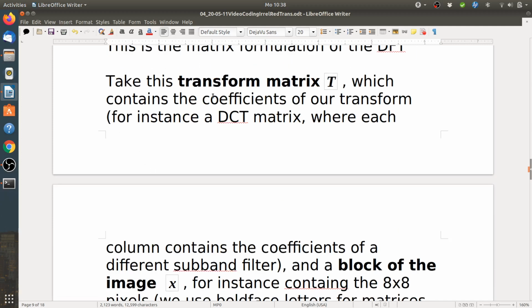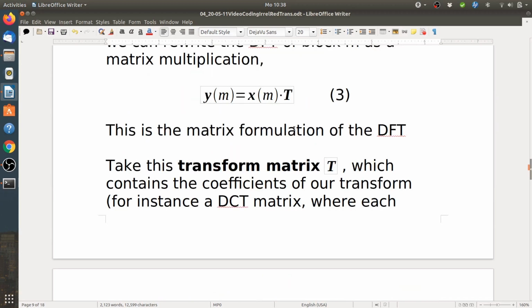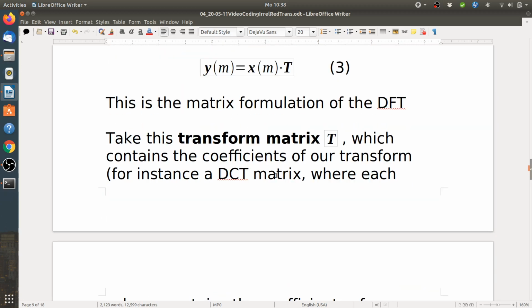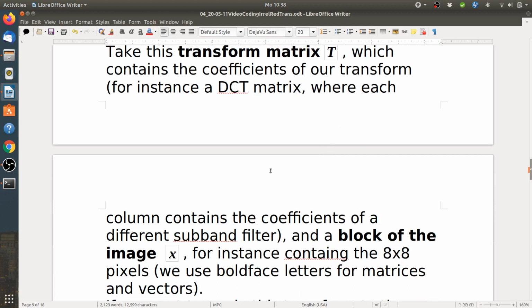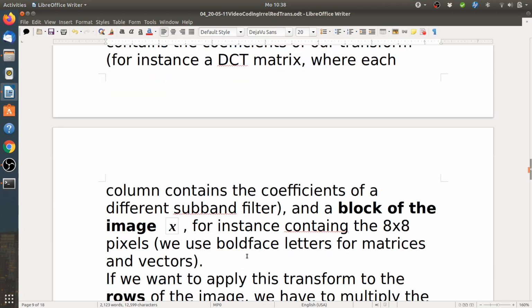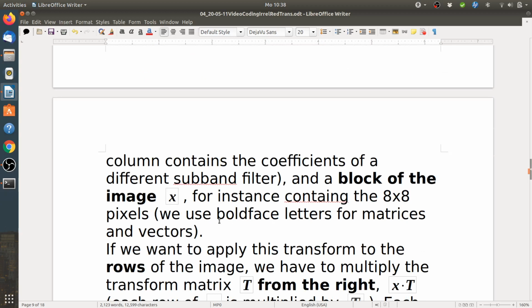So now we can take this transform matrix T, which contains the coefficients of our transform. For instance, a DCT matrix, or here the DFT matrix, where each column contains the coefficients of a different subband filter, and a block of the image X, for instance, containing the 8x8 pixels. We use boldface letters for matrices and vectors.